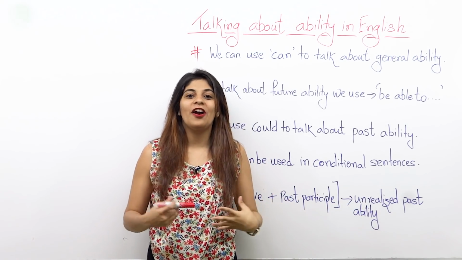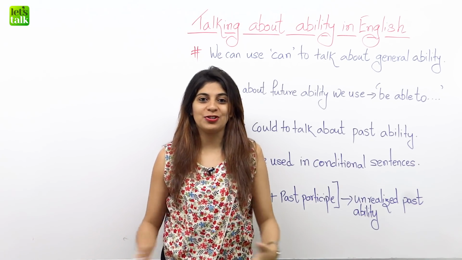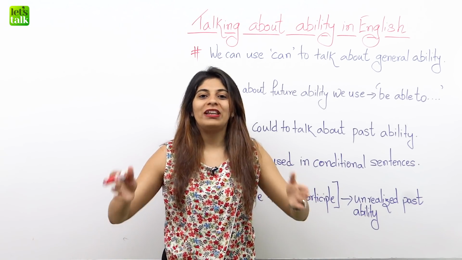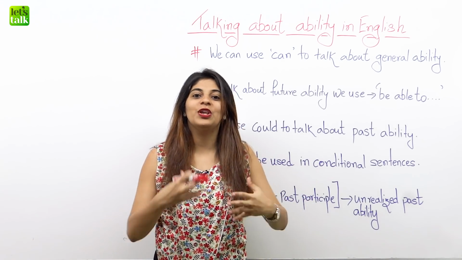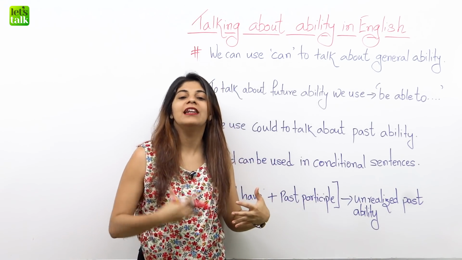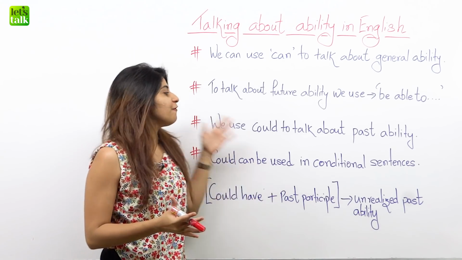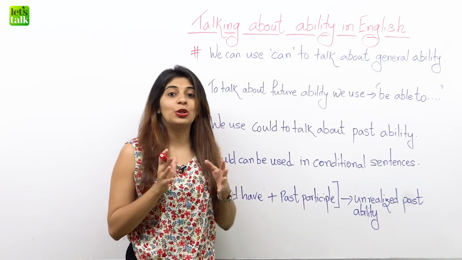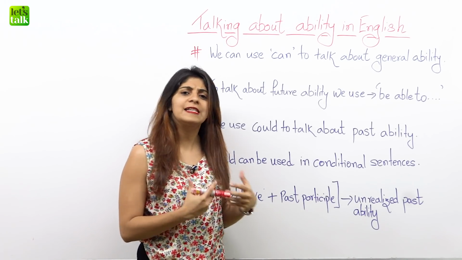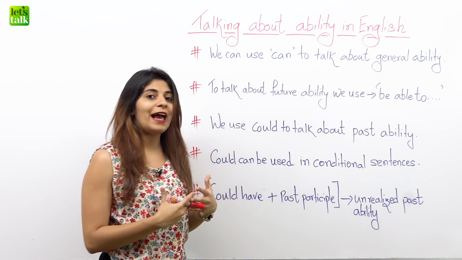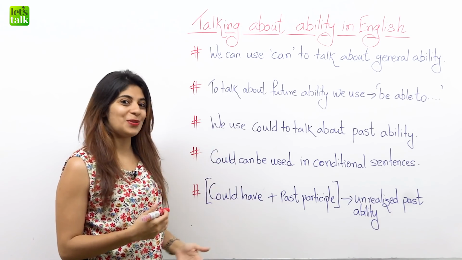Today we are going to learn how to talk about our abilities. What exact grammar structure do we use in English when we like to talk about our abilities? So we have 5 different rules that you need to understand. They're really simple, but we will also look at some examples along with these rules.